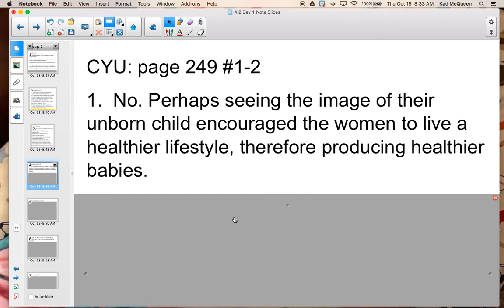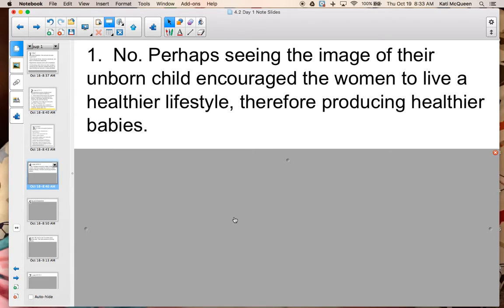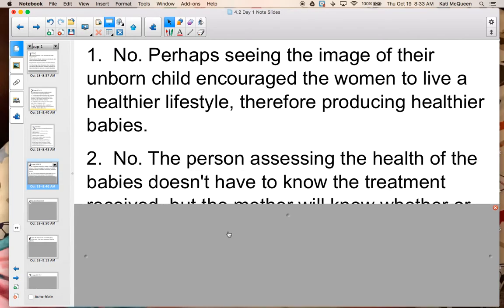Just because an ultrasound is being done doesn't necessarily mean the babies are going to be healthier. There are some other variables along the way. So simply having an ultrasound could cause some other variables to pop up.